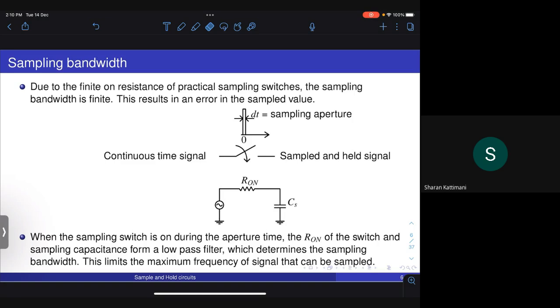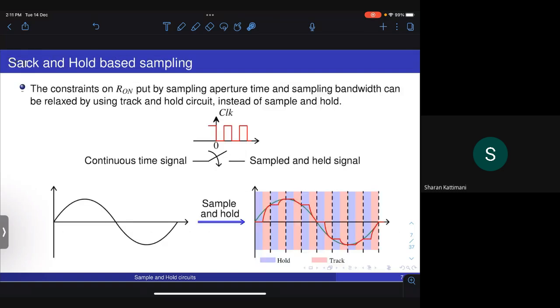So within the short duration of the switch turning on and then turning off, the output should charge to the value of the voltage that is being sampled at the input, and therefore this time constant Ron and CS should be very, very small compared to the slope of the signal, or the maximum frequency of the signal that you're sampling. So this Ron and CS will determine the maximum frequency of your sampling network.